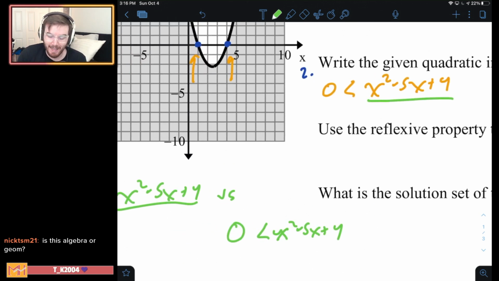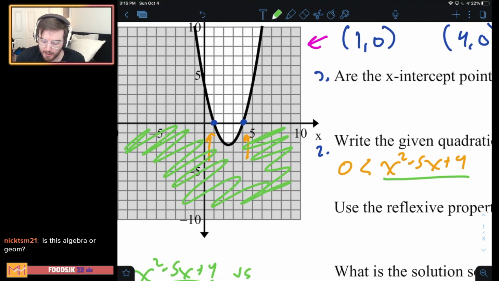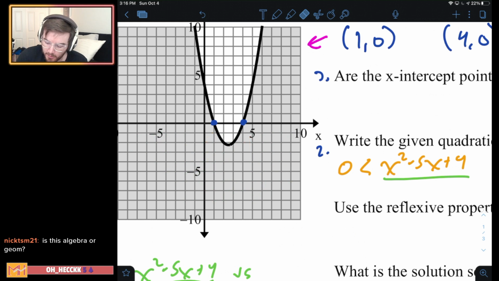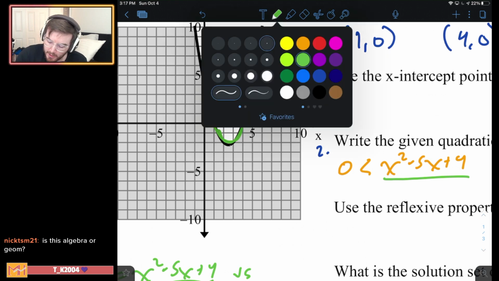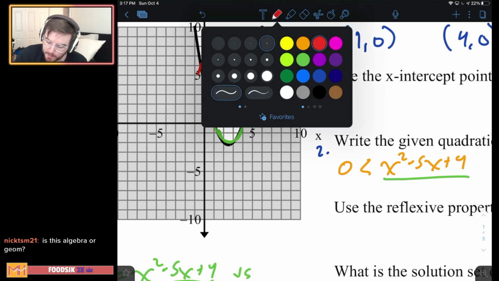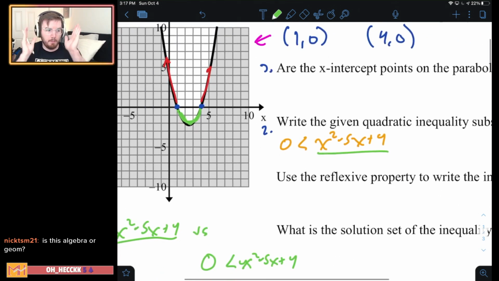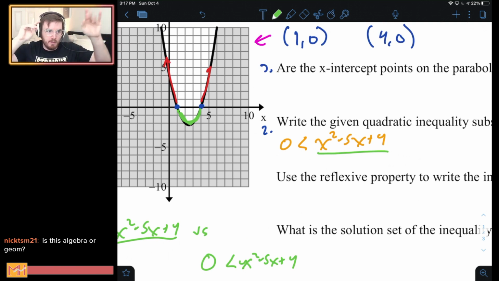We're asking, where is the graph less than 0? The graph is less than 0 down here, right? This is the less than 0 area. So where is the graph less than 0? Specifically, here. This part of the graph is greater than 0 because it's above. This part of the graph down here is less than 0 because it's below. You see the difference there? The part above is greater than 0 because it's above 0. The part below is less than 0 because it's below 0.